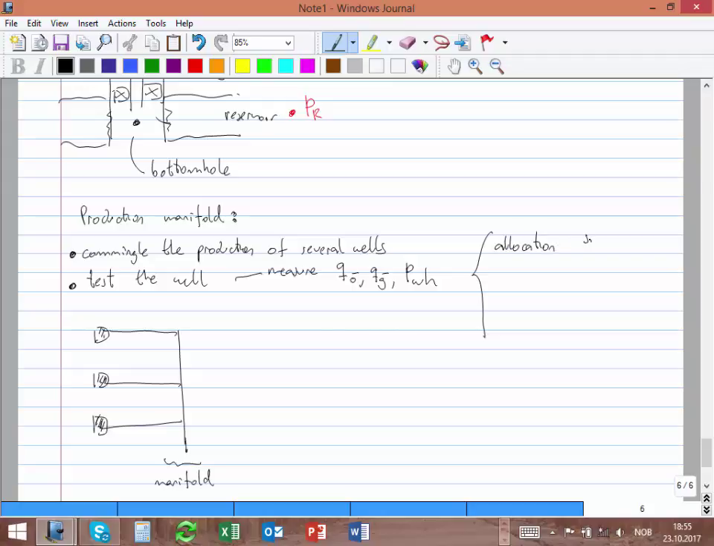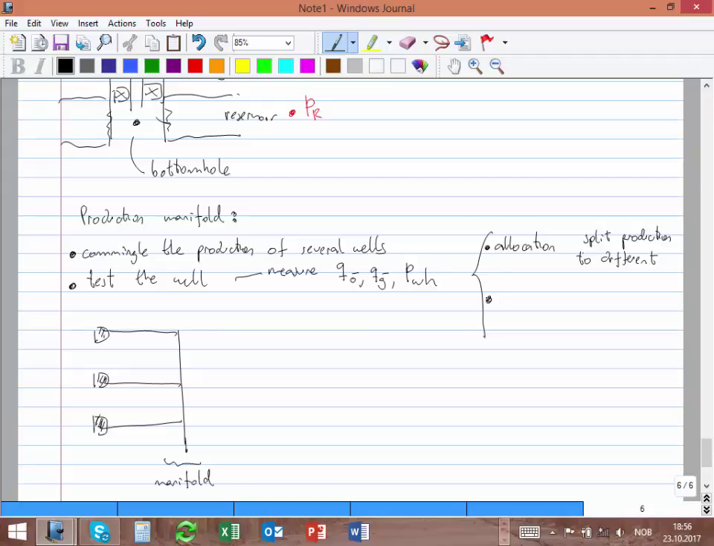That's to split production to different partners, and it can be that you have different partners in the field, different owners of the well. So it's just to allocate, to determine where the production is coming from. Okay? 30%, 20%, 50%, etc. Okay, so that's one purpose of well test.